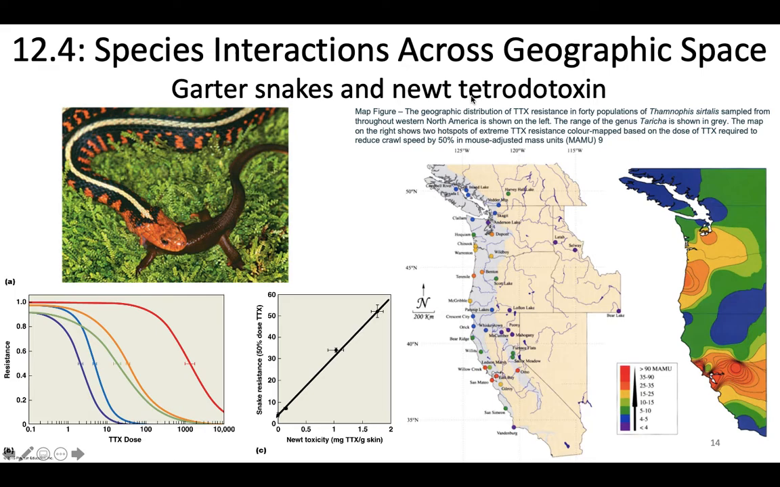So if you look at this map here, this red line here is a population of garter snakes that has evolved very strong resistance to this tetrodotoxin. They're basically invincible to it. Which means that probably the newts that they are encountering in that environment are very, very toxic and exerting a very strong selection pressure.